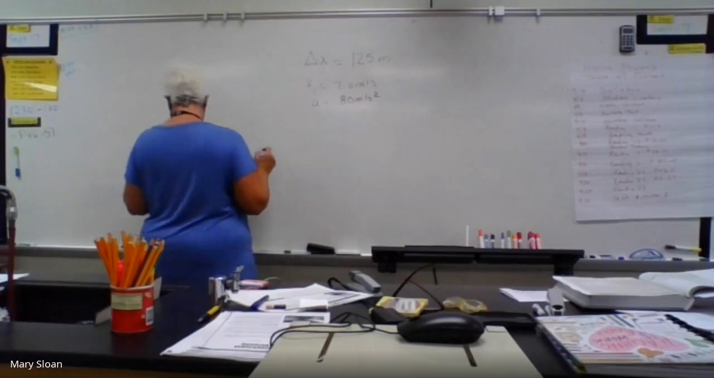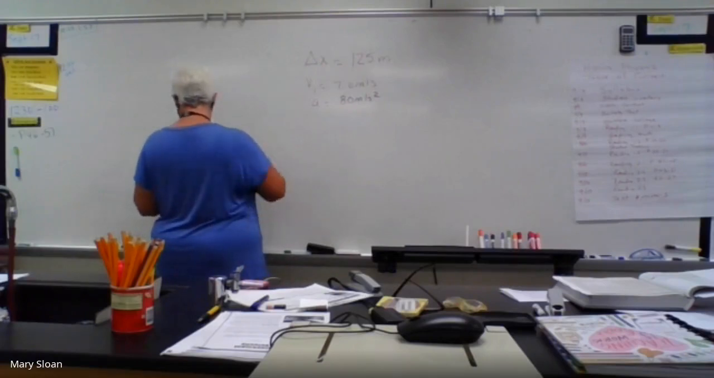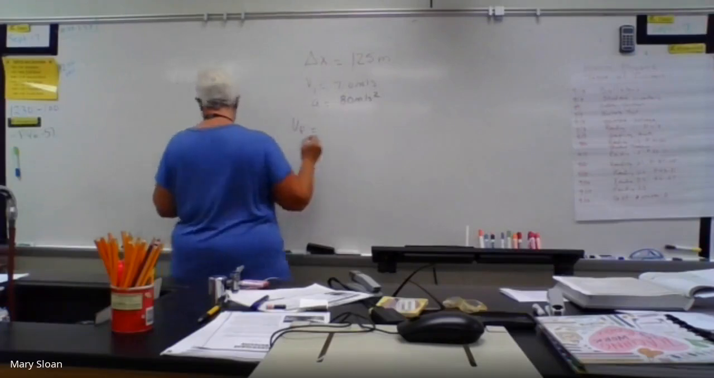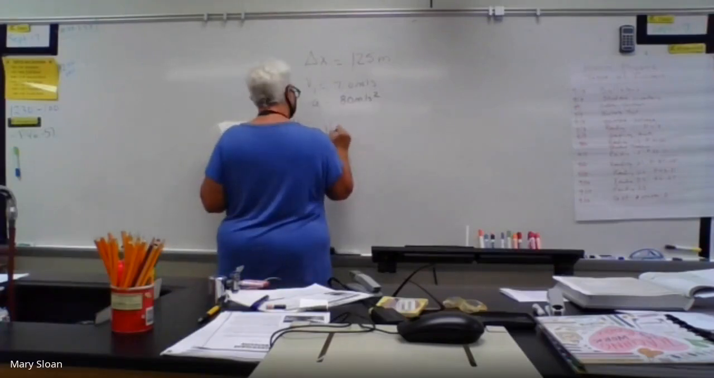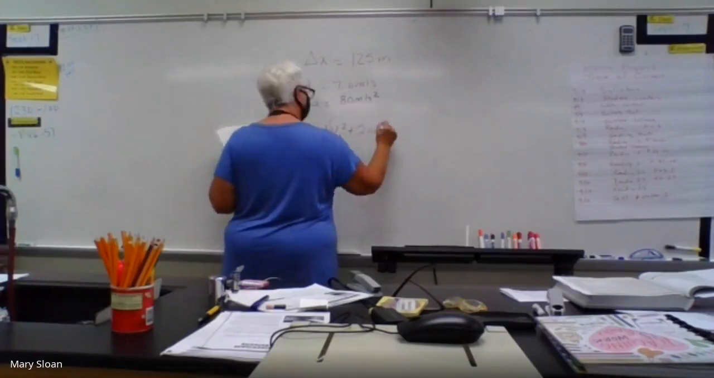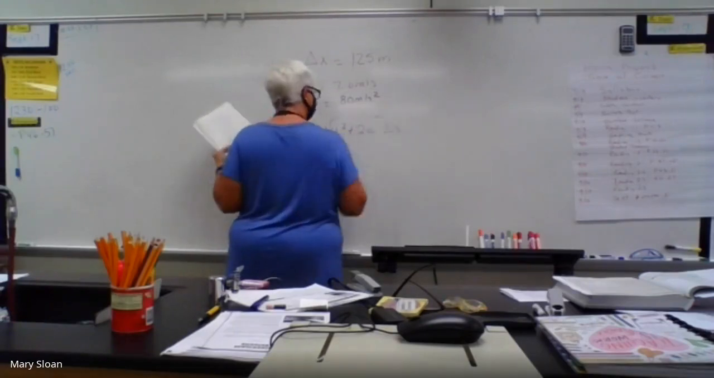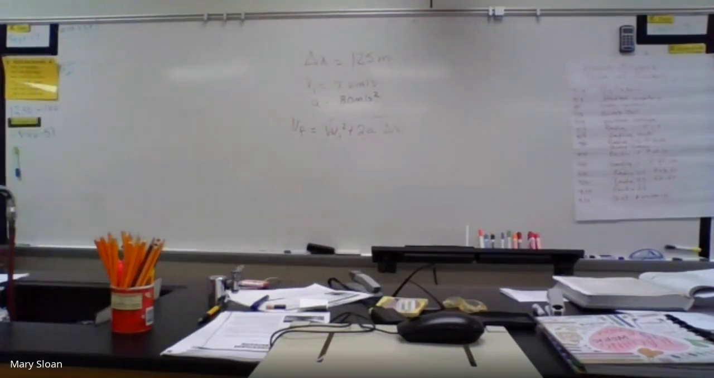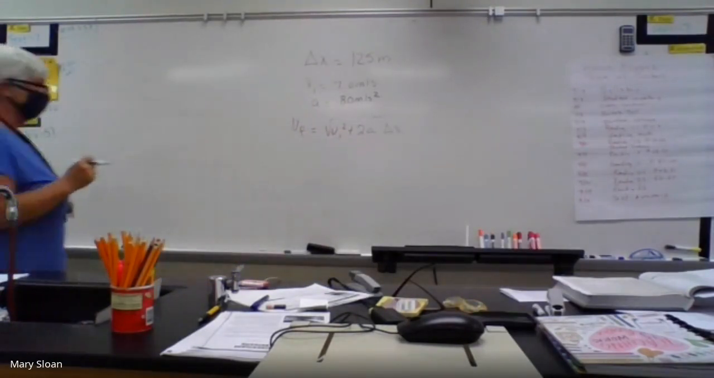Okay, we can use the same formula. Let's go. Velocity final again: square root of velocity initial squared plus 2 times acceleration times change in position. Okay, plug in.